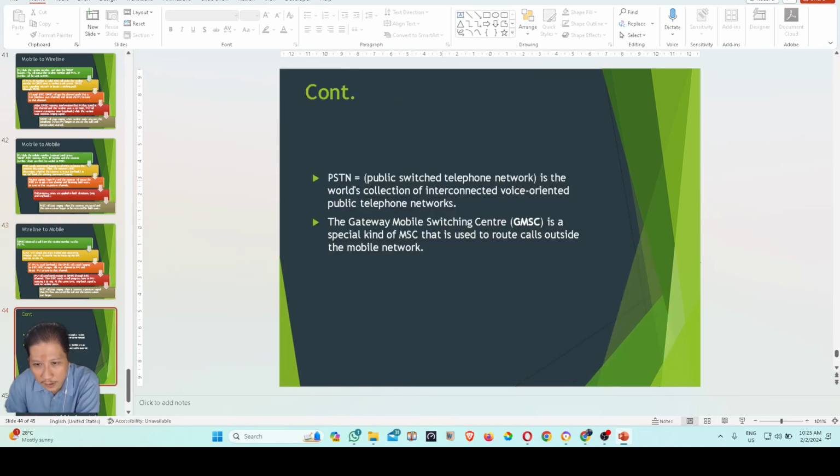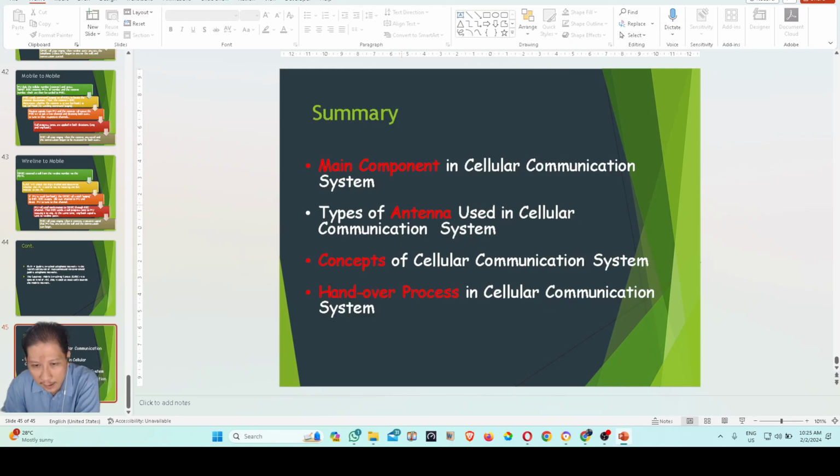Okay, PSTN is the Public Switched Telephone Network lah. GMSC is the Gateway Mobile Switching Center. This one is the functions. Okay, for the summary of chapter 4, the main components in a cellular communication system, we have looked at components like the cell. Okay, and then types of antenna, like the mobile unit, BTS, MSC, and then concepts of cellular communication, handover, handshake, handover protocol, and so on. Handover process, how the process will migrate from one tower to other towers.